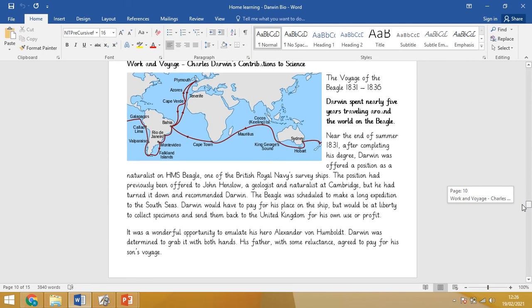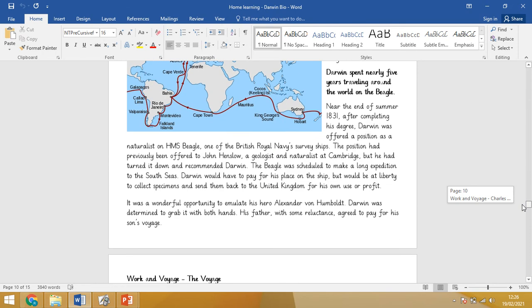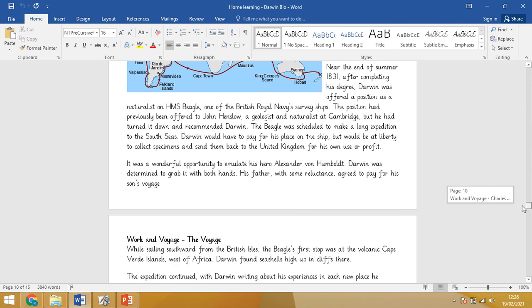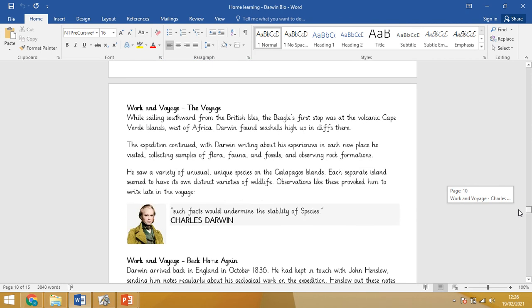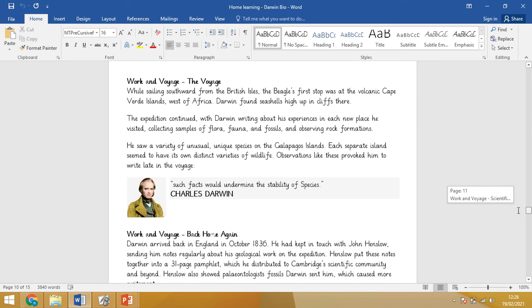He grasped it with two hands, really. He definitely wanted to go, and he managed to even get his father to pay for him. Okay, so when he was on his voyage, he noticed several things.